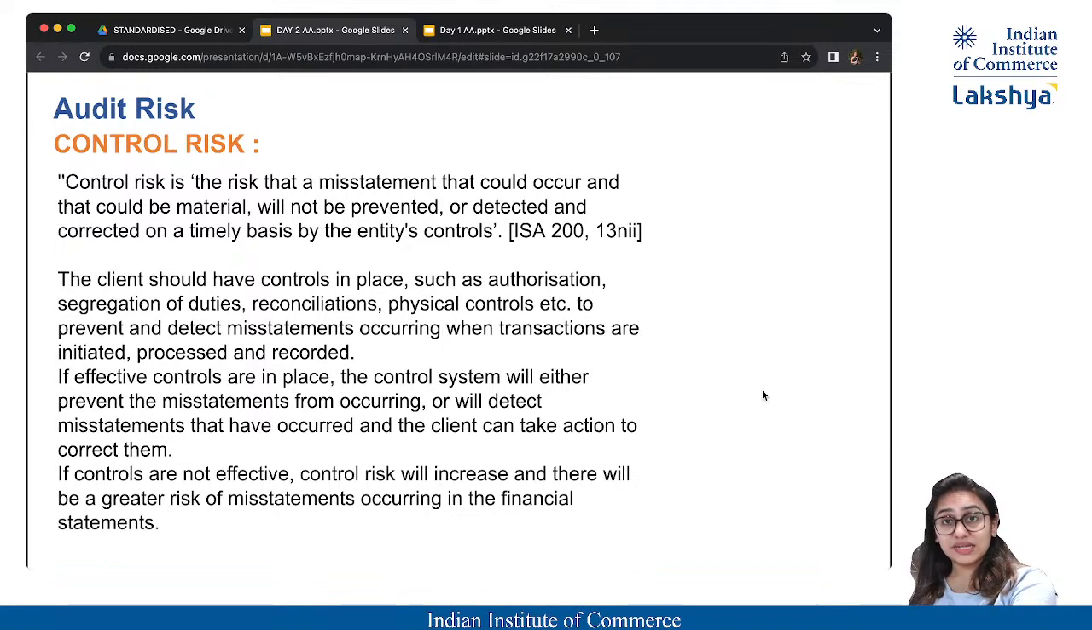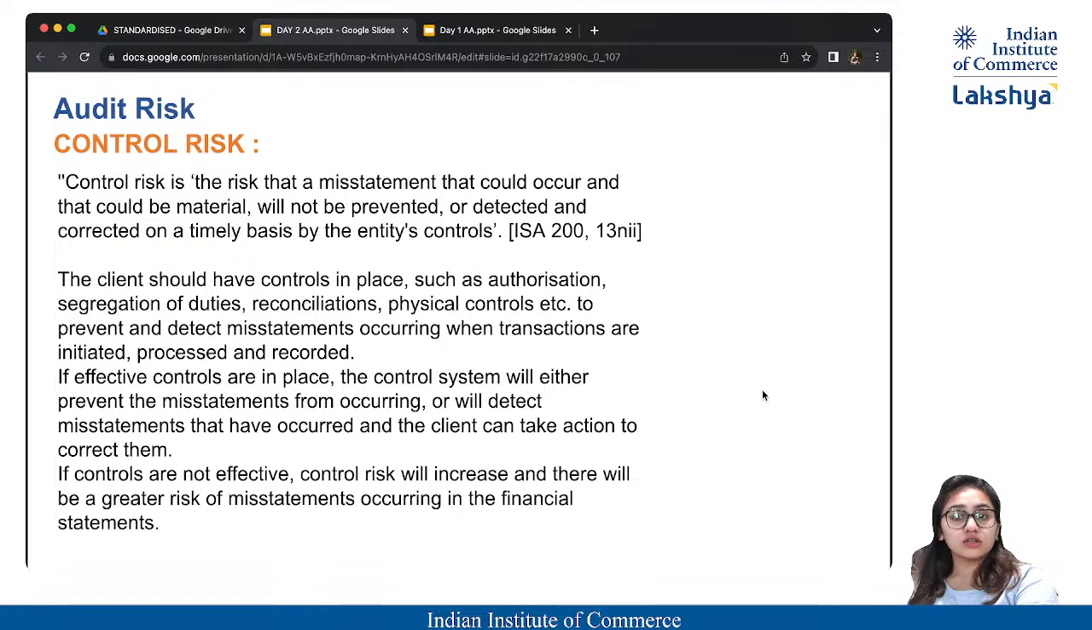If your controls are proper, the control system will either prevent the misstatement, because before the misstatement happens the controls are able to stop it, or it will detect the misstatement which has already occurred and give you an indication that you have to correct it. So this is the advantage of having good internal control in place. The controls will prevent it and also detect it if the misstatements have already occurred. So this is the essence of having a good control system within the company.